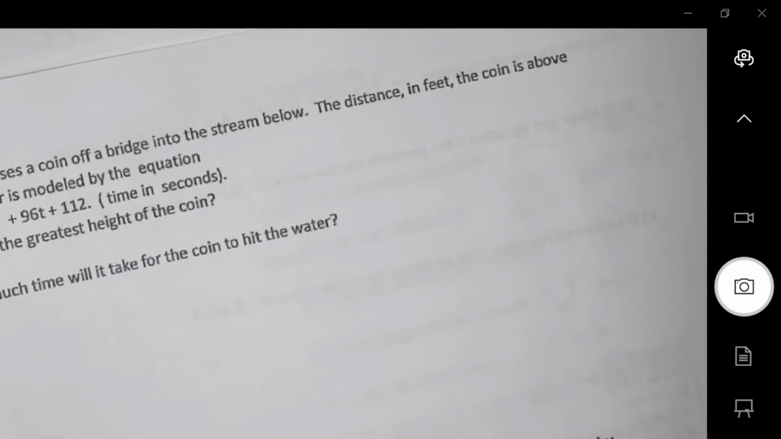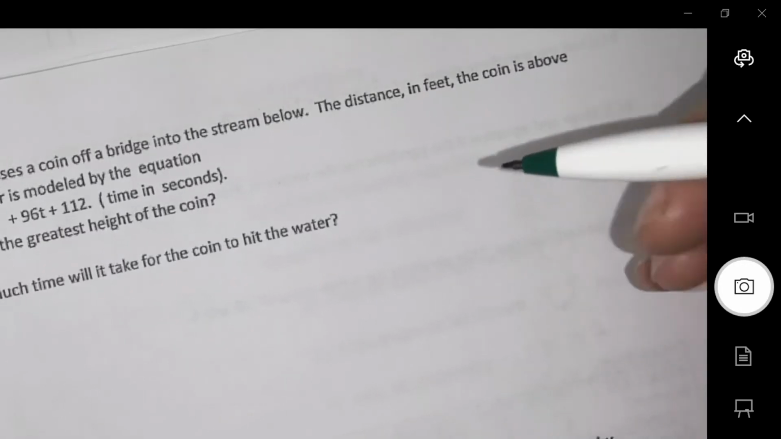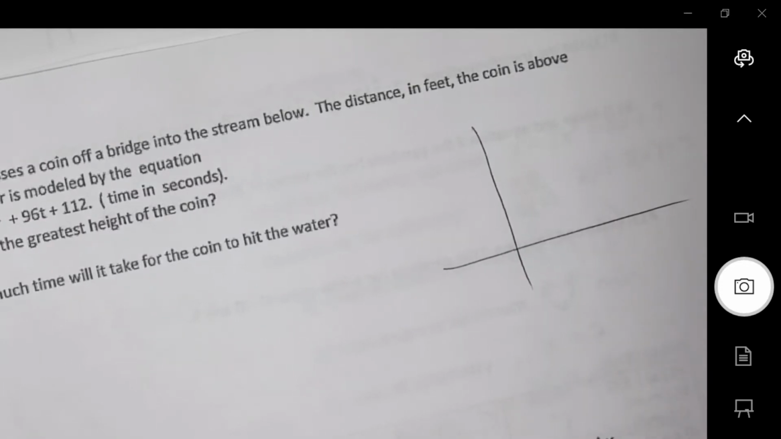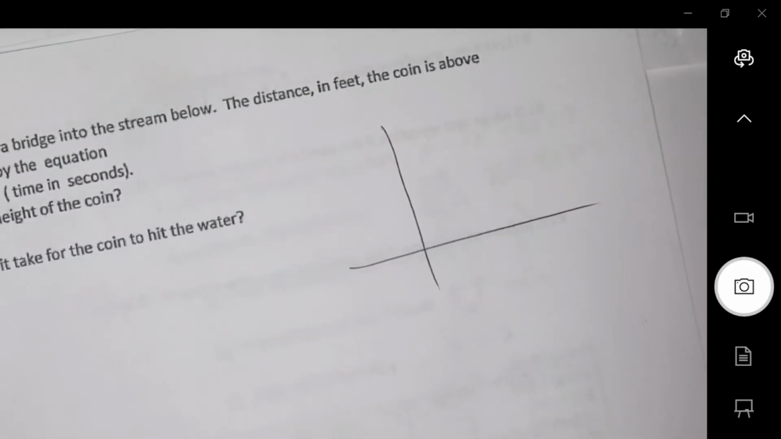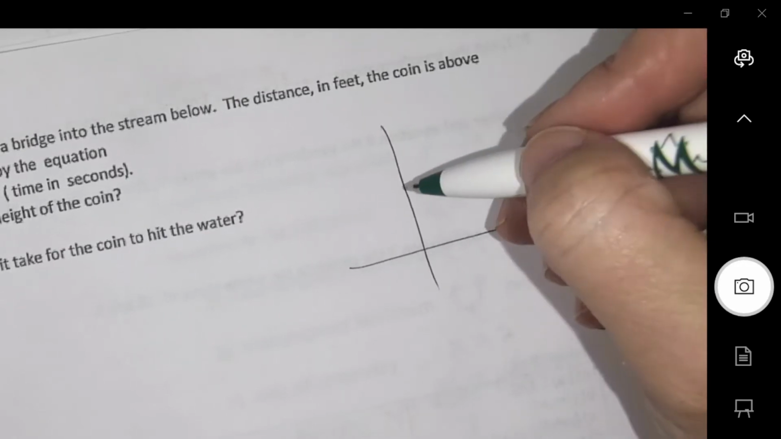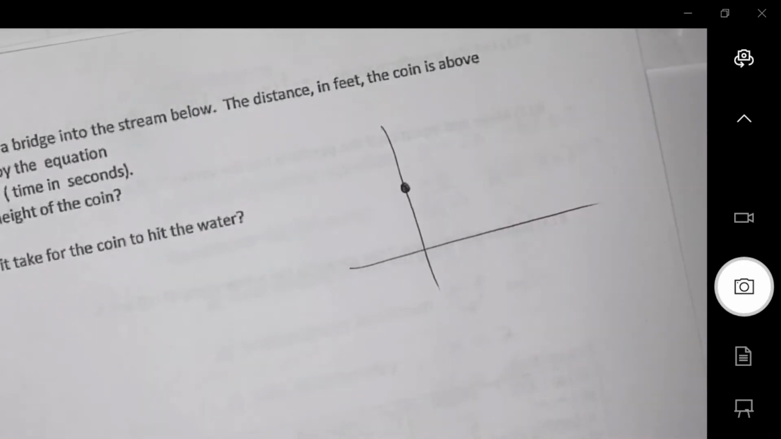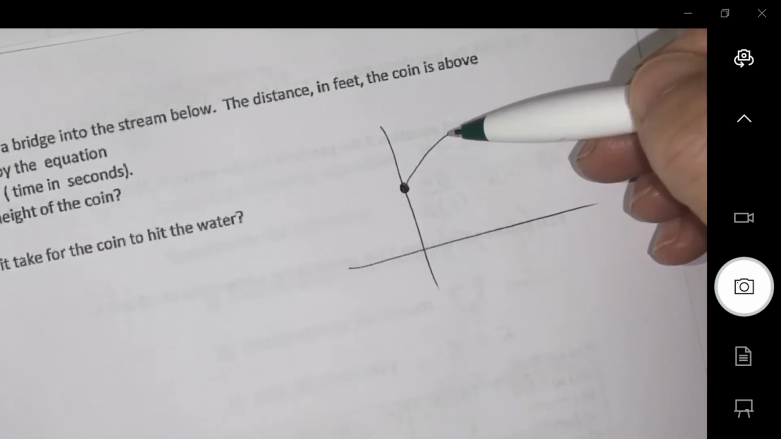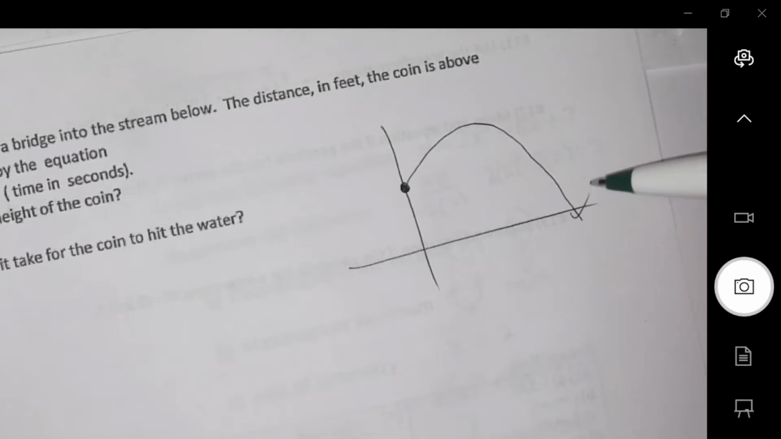Okay, Abigail tosses a coin off of a bridge into a stream. So, can you visualize what this looks like? You're tossing a coin off of a bridge. So, you would actually be starting like that, right? And then what would you probably do in a pattern if you're tossing something? It would go up, and then it would eventually hit the water.